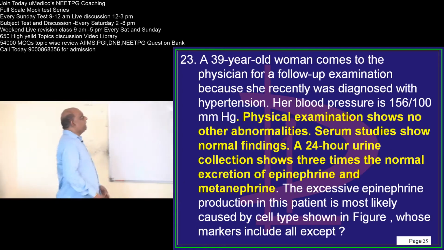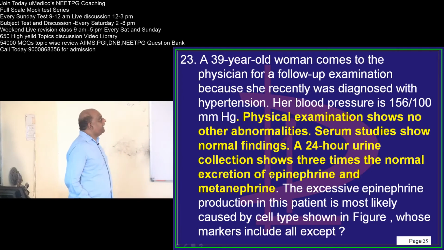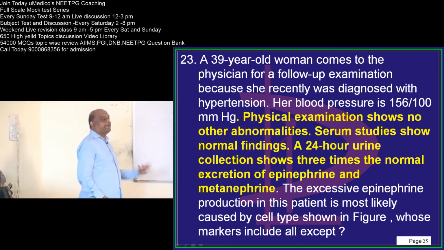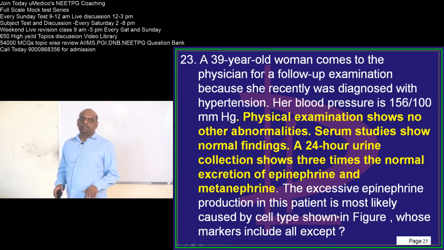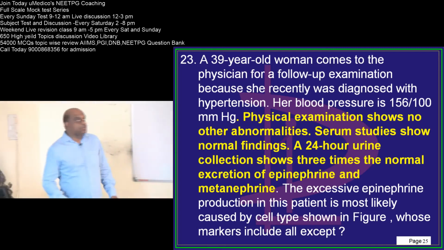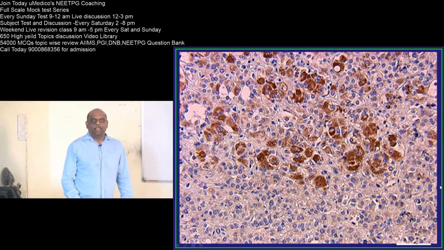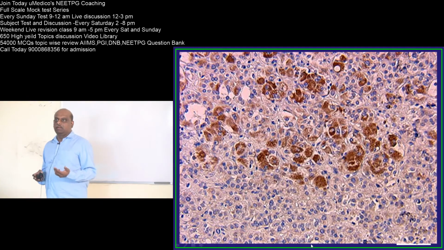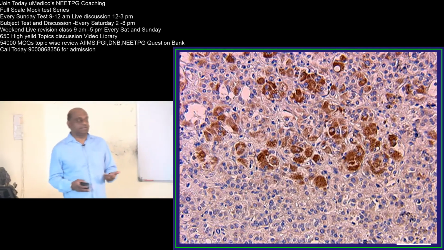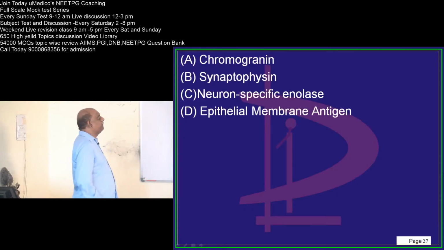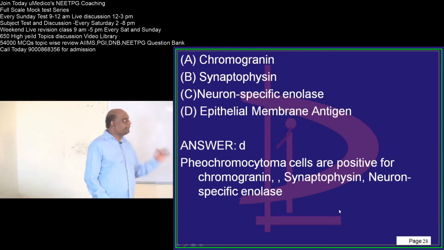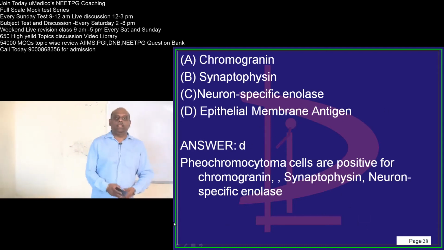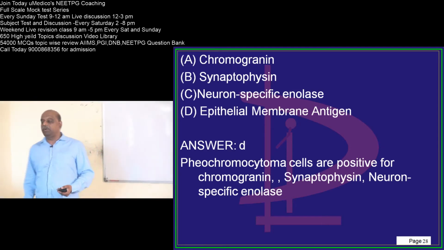A 39-year-old woman comes to the physician and her 24-hour urinary collection shows that her epinephrine, metanephrine levels are high. So fundamentally it is a case of pheochromocytoma. So pheochromocytoma arises from the chromaffin cells. Then what are the tumor markers or the cell markers of chromaffin cells is a very important question. Chromogranin, synaptophysin, neuron specific enolase, they are all considered to be the markers of the pheochromocytoma cells is what you have to ultimately remember.